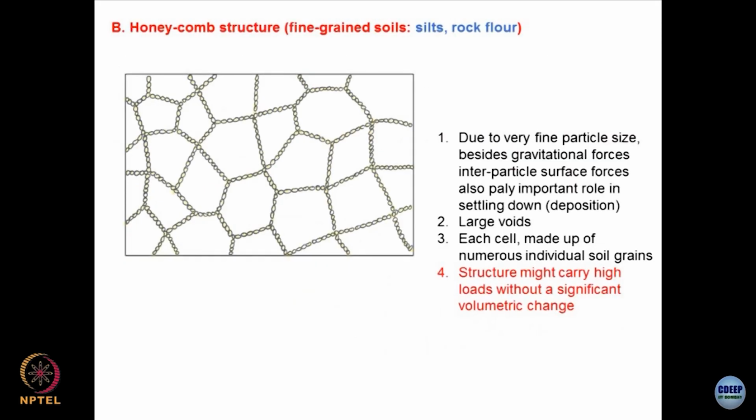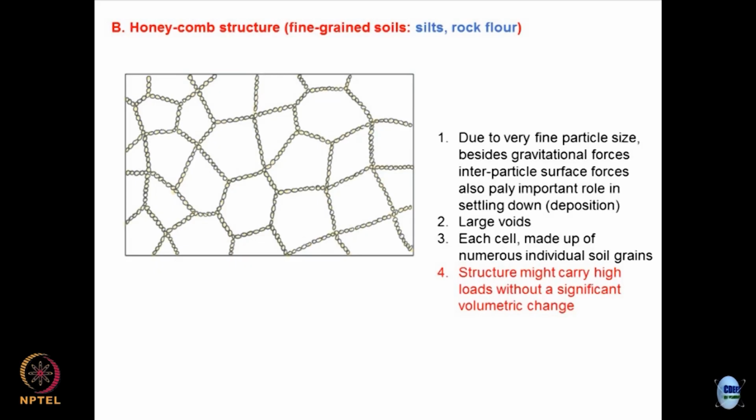The second type of structure is what is known as honeycomb structure. So, honeycomb structure is normally occurring in fine grained materials. By definition fine grained material would be less than 20 microns, fine, and this would be in silts and mostly the type of rock dust, rock flour.